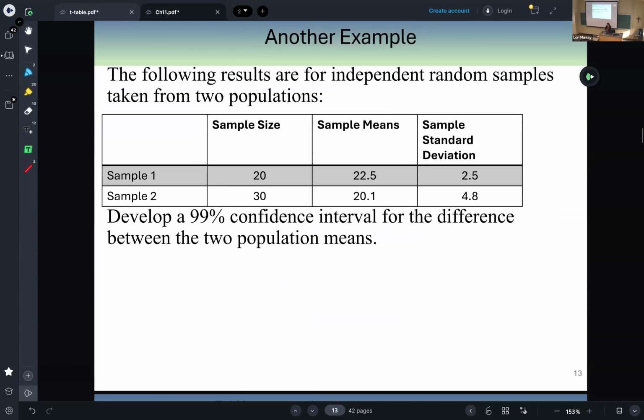Another example, so this is just with no context. It's literally try it again, but make this for a 99% confidence interval. Let's try this together. See if you can plug these in. We're going to use this as our formula. It's going to be a t subscript 0.005, right? 1% divided by 2.